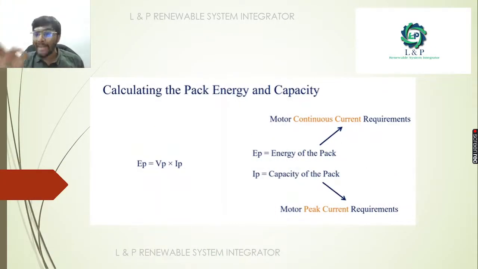And if you want to calculate the pack energy and the capacity, first we need to know the energy of the pack, and we also need to know the capacity of the pack. The energy of the pack depends on the motor continuous current requirement, whereas IP here refers to the motor peak current requirement. To calculate the energy of the pack, we need to know the voltage of the pack and also the capacity of the pack. The voltage of the pack we can sort out using our previous formula, and IP we already know, because it is the motor peak current requirement. Using that we can sort out the energy of the pack required.